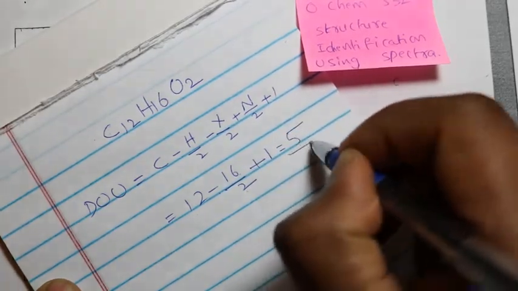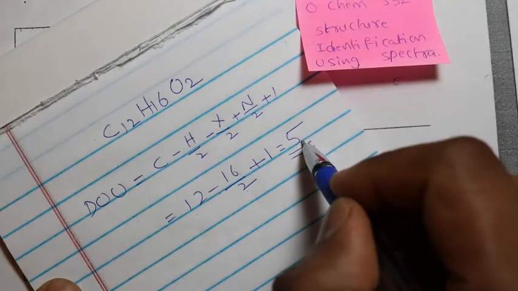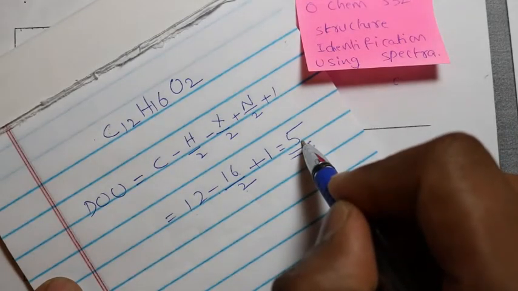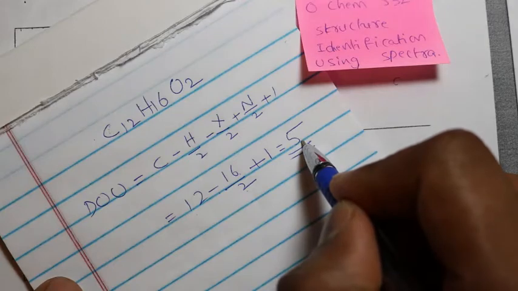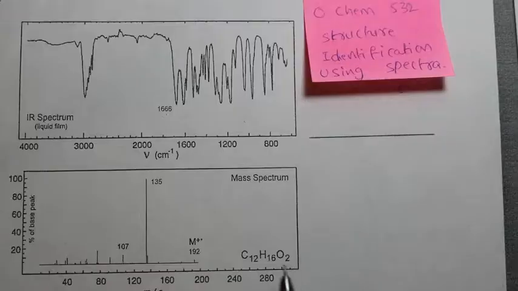That gives 5. So the degree of unsaturation is 5, which means we have either 5 ring systems or 5 pi bond systems, or the number of pi bonds and rings together is 5. From the molecular formula, we see 2 oxygens.